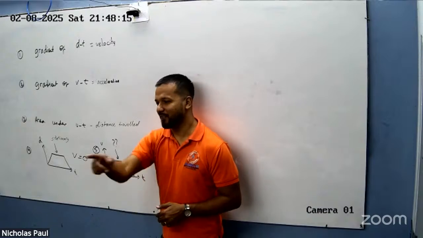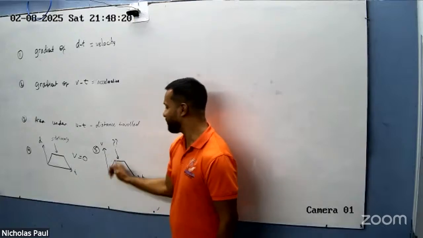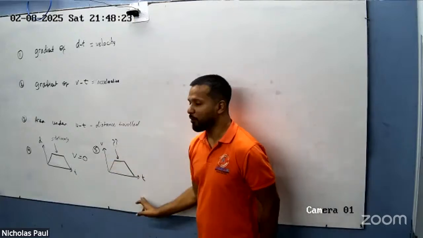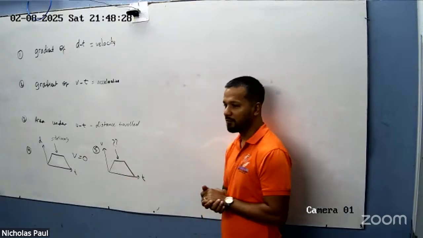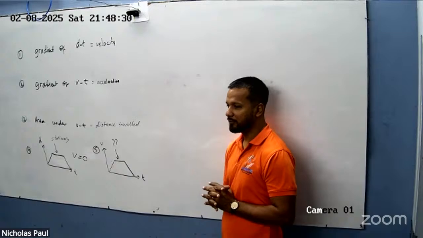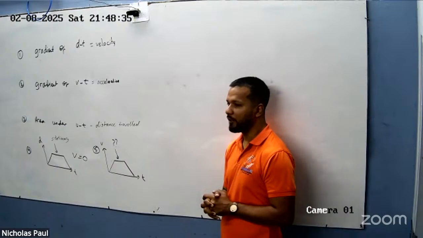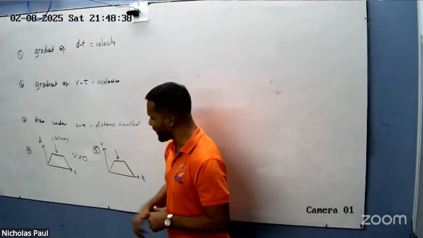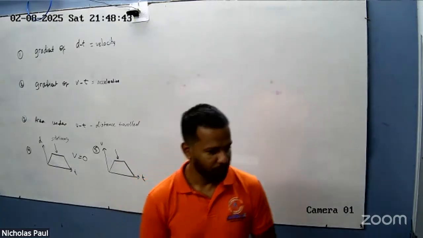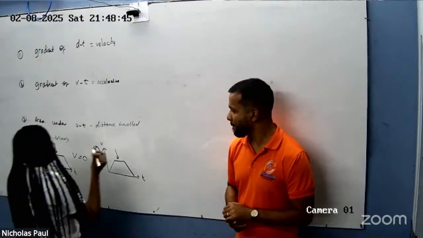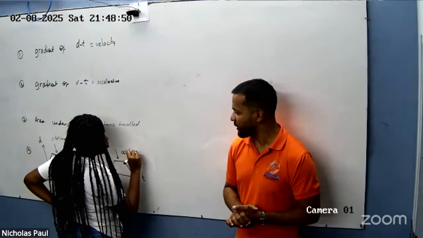Last one. What does the horizontal line mean on a velocity time graph? Acceleration is 0. So the object is moving, but it has an acceleration of 0.